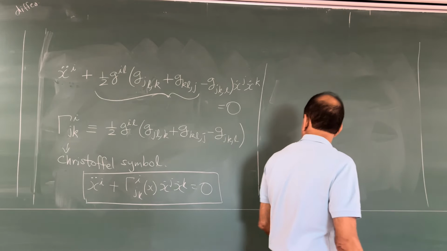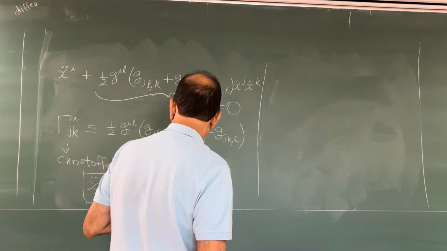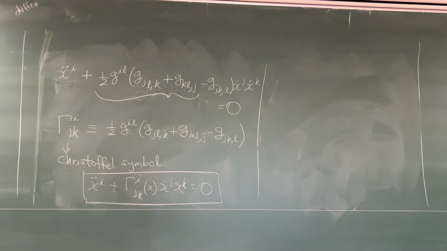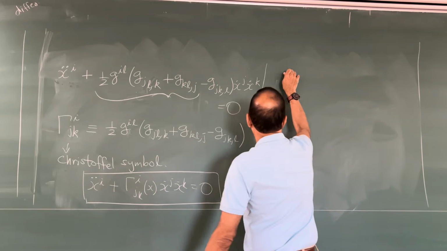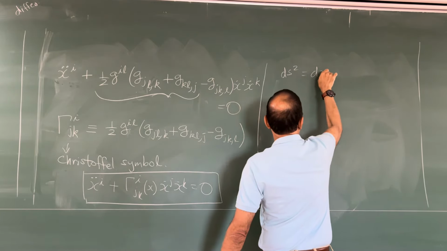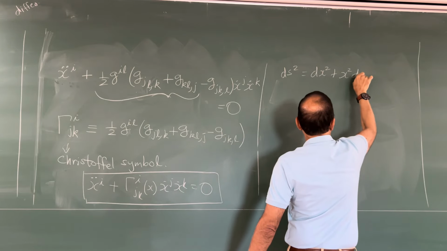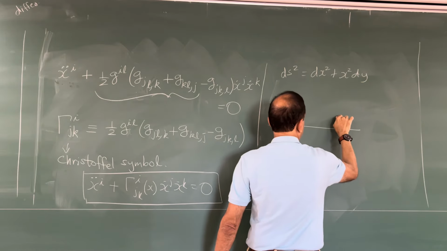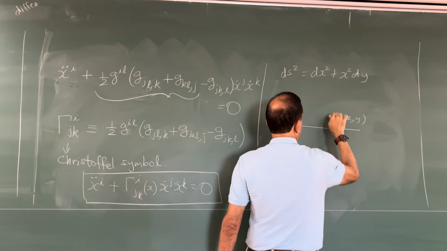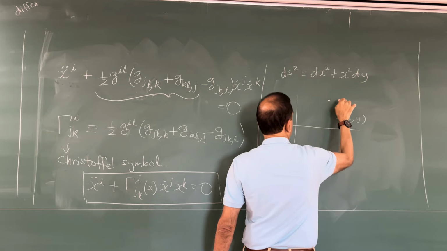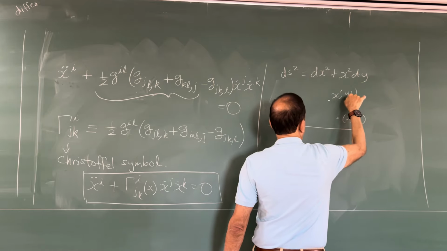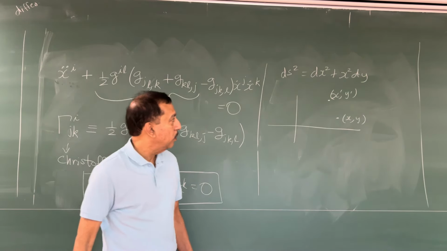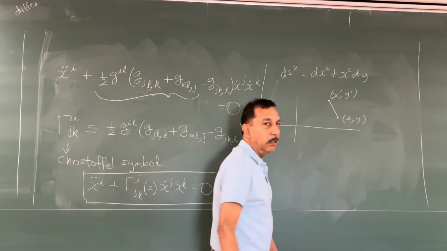So why did I bring up this? I've forgotten. Yeah, good. So now supposing I had the original way I wrote it, dx squared plus x squared dy squared, and I asked you what is the shortest path from a point xy to a different point, let's say x prime, y prime. Now when you look at a graph like this, you'll say shortest path, straight line.